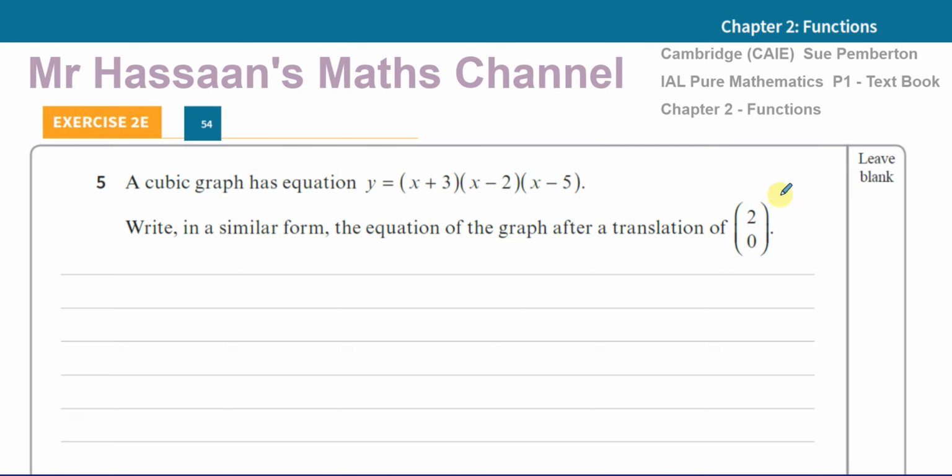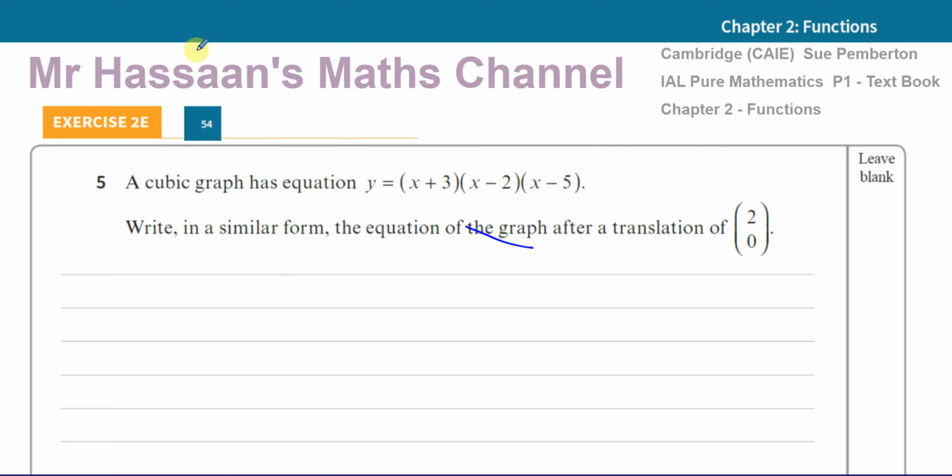This is from Chapter 2, Functions, on page 54, Exercise 2E, Question 5. One of my students has requested that I answer this question, so I will do so. This question is all about transformations and, in fact, translations of graphs.